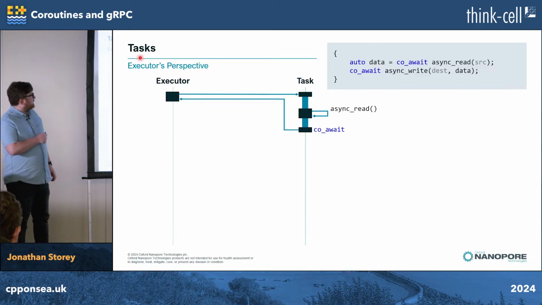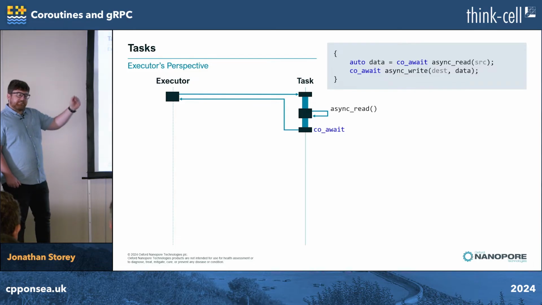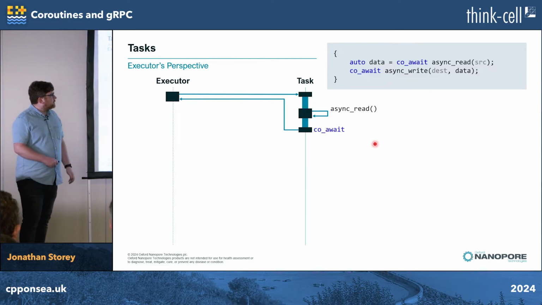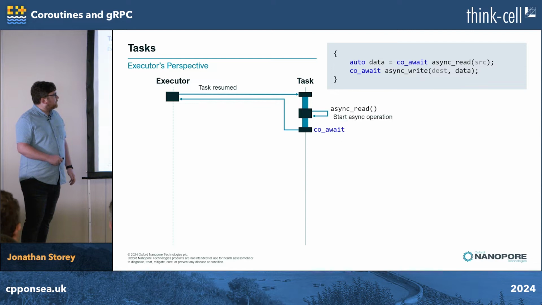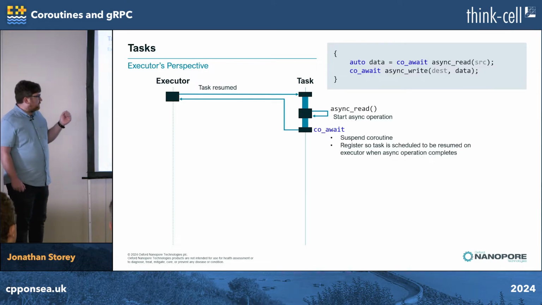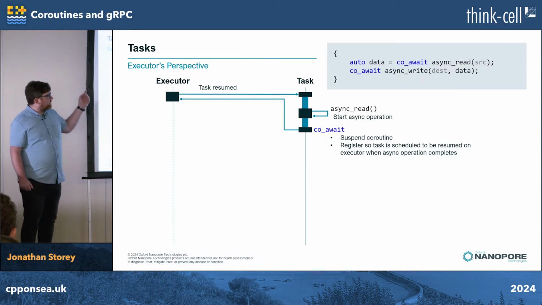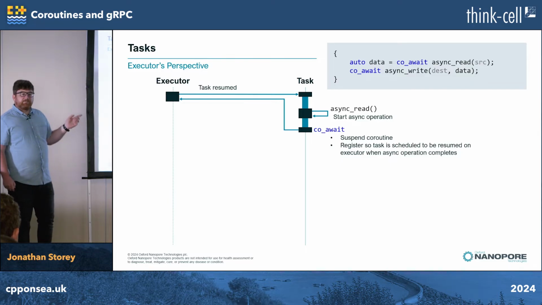So the executor is running, it's reached our task, it pulls the task from the list and it resumes it, and it starts executing the coroutine body. And remember, we said the coroutine was suspended just before executing the coroutine body when we made the copy task. Now we're resuming it and starting from the beginning of the coroutine body. It calls async read, which starts the async operation, and then we hit the co_await. And what happens there is the coroutine is suspended, like we talked about before, and also it registers so that the task is scheduled to be resumed on the executor when the async operation completes.